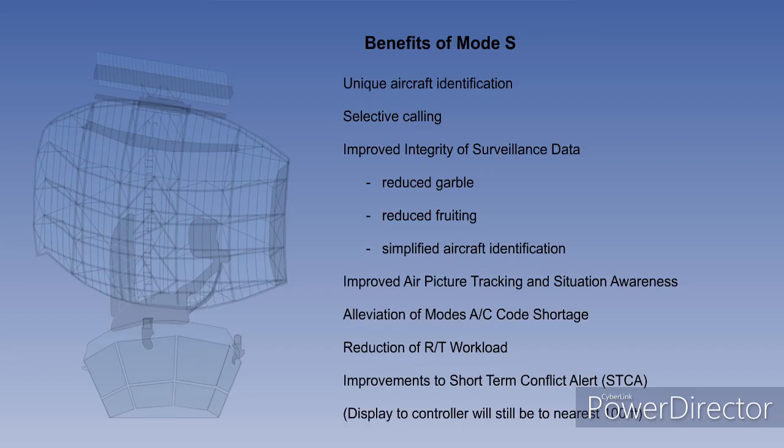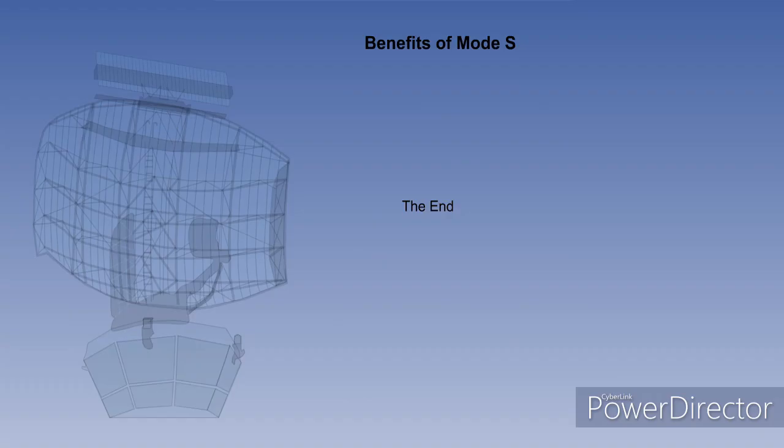Incidentally, although the ground system will benefit from altitude reporting down to 25-foot accuracy, there is no intention to change the display of altitude information to the controller, which will still be in 100-foot increments. This completes the Mode Sierra lesson, and with it, our study of radar.